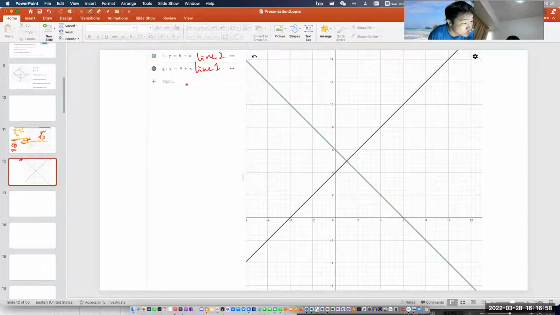So you just have to key your line 1 and line 2 into the box here, and then you get your line 1 and line 2. And if I'm not wrong, by the way, this is green color, right? So your line 2 is actually y equals 6 minus x. And then this is the gray or black color, this is y equals 4 plus x.